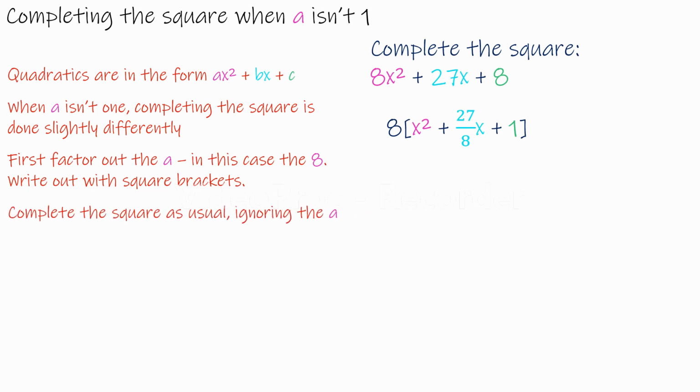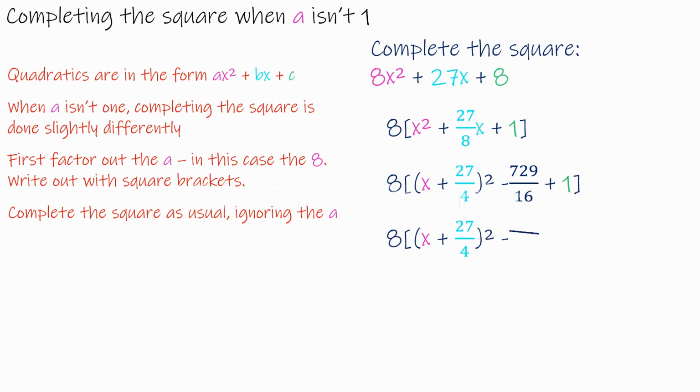Now, we're going to complete the square as we usually would and ignore the a for now, which will give us (x plus 27 over 16) squared minus 729 over 256 plus 1. Again, all we've done is we've divided the 27 over 8 by 2, brought down an x factor and put these in the brackets, squared those brackets, and then we have squared the 27 over 16 and taken it from the brackets entirely. And finally, we just add the 1 back on.